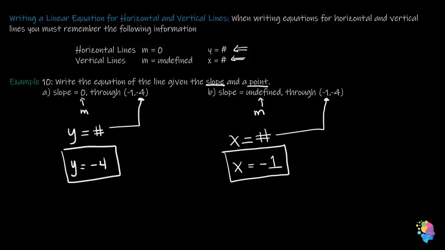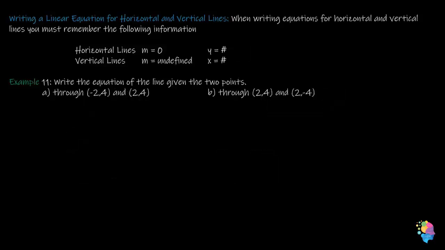Let's go to the next example. In example 11, we're not given the slope, we are given 2 points. So before we can actually see if it's going to be a horizontal line or a vertical line, we need to find the slope. So the formula for slope, remember, is y2 minus y1 over x2 minus x1. So we're going to label our points. This will become x1, y1, and x2, y2. Now, labeling the points is not necessary, but it can help us make sure that we don't write the wrong number in the wrong place.